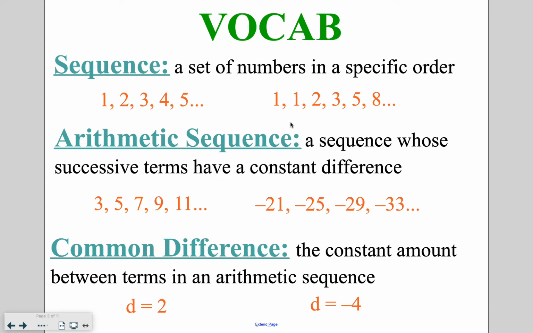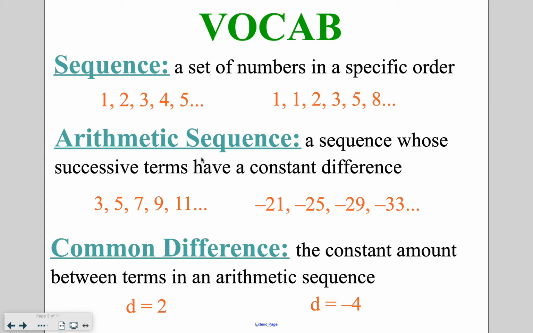This next set is also a sequence. So we start with 1. We add 0 to get to 1. We add 1 to get to 2. We add 1 to get to 3. Then we add 2. Then we add 3. Then we would add 5. Then we would add 8. This particular sequence is called the Fibonacci sequence. It is not an example of an arithmetic sequence.